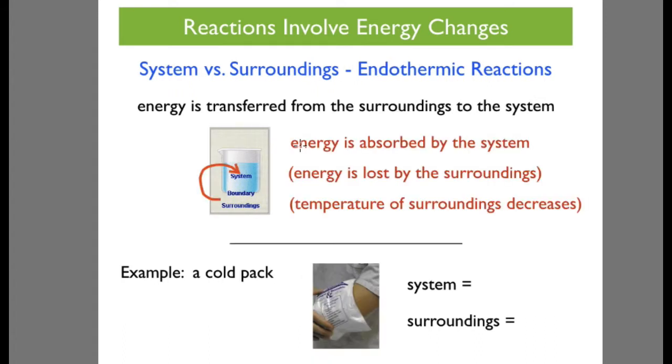A good example of this is a cold pack. The system here would be the chemicals within the cold pack, and the surroundings are the air and indeed the arm on which the cold pack is placed. So heat from the arm will transfer into the system, and that will cool down your arm.